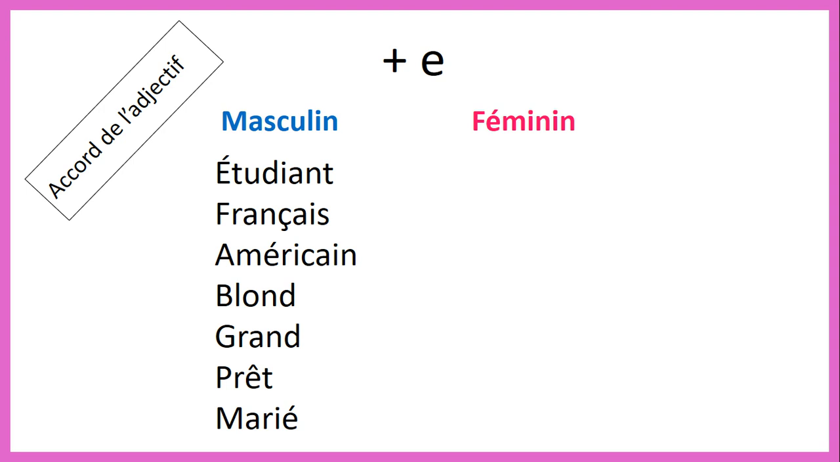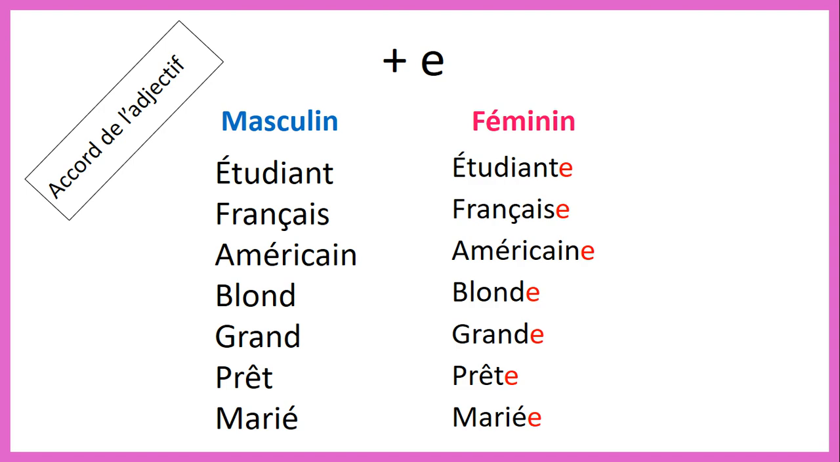So let's see a whole bunch of examples that follow the same rule. The masculine you see in the column on the left-hand side, and we're going to have the feminine, which will be the same plus E at the end, on the right-hand side. Now I'm going to pronounce masculine and feminine of each adjective. Pay attention to this and repeat after me to get the pronunciation right.